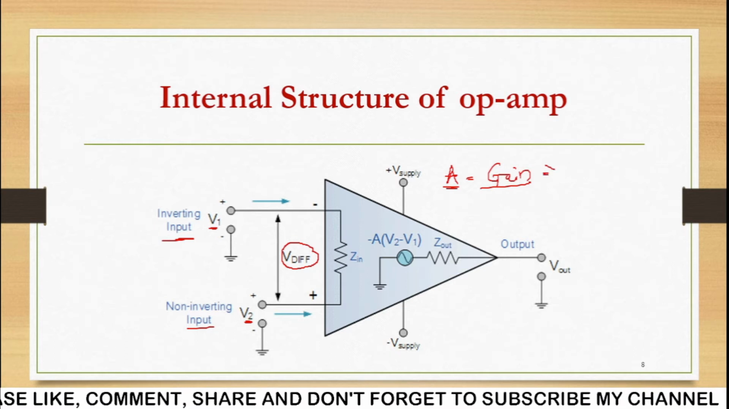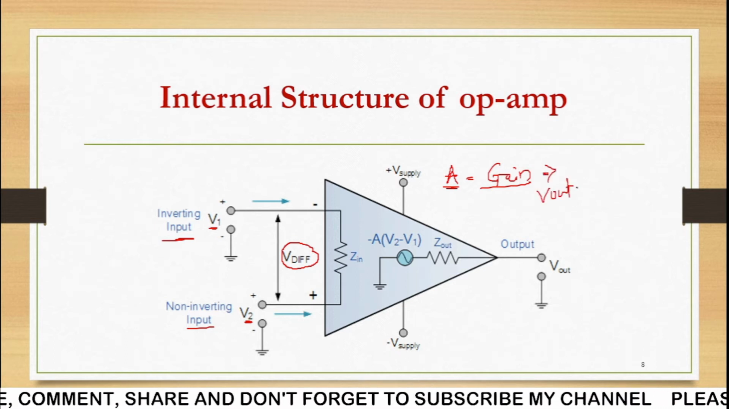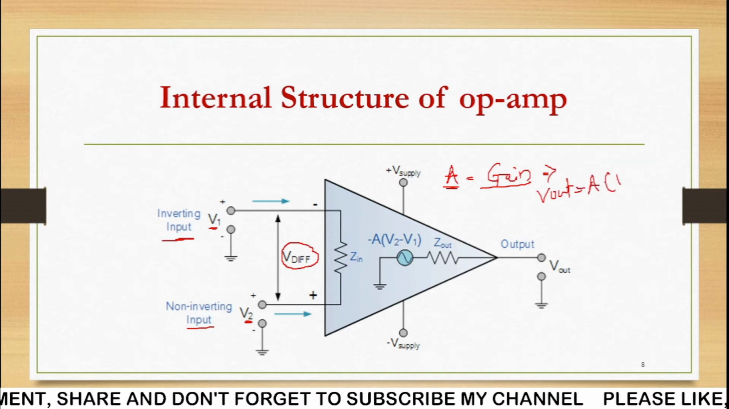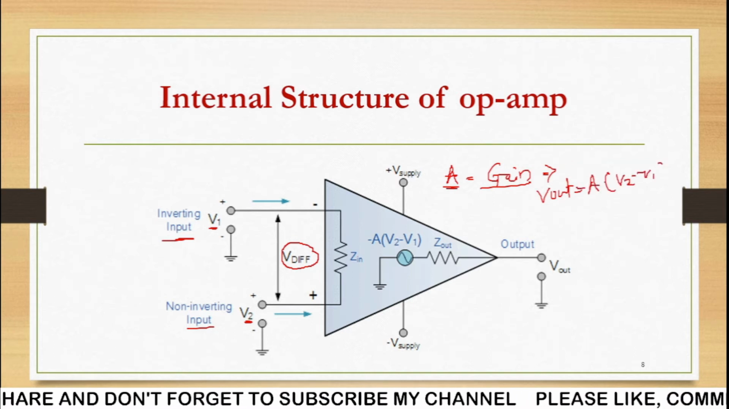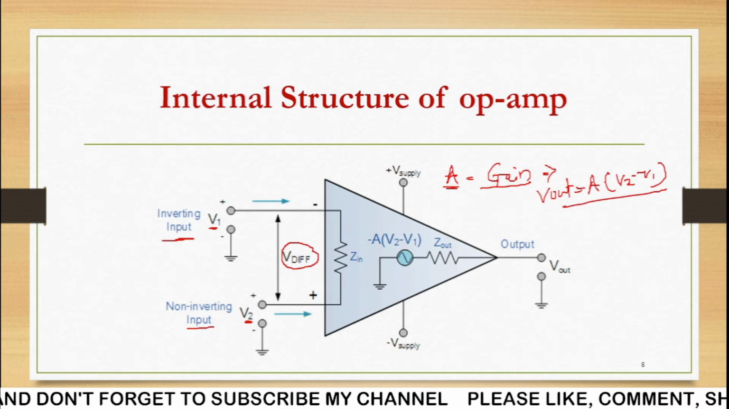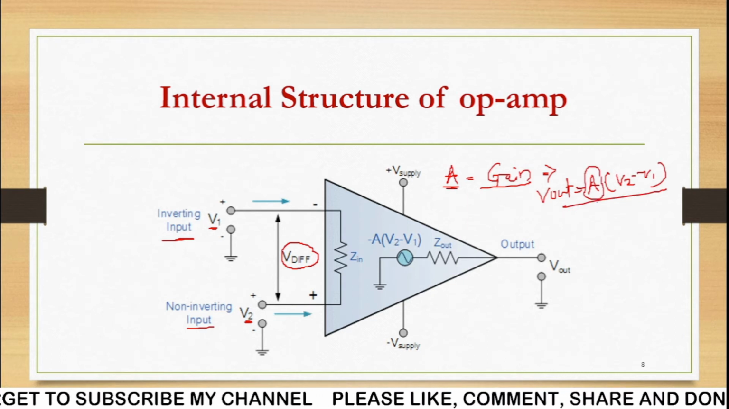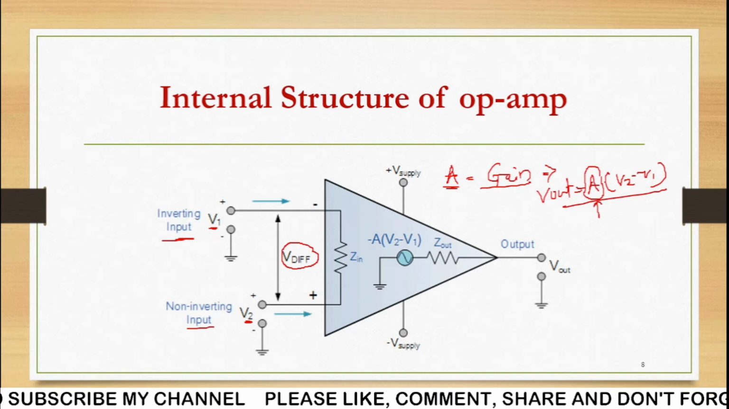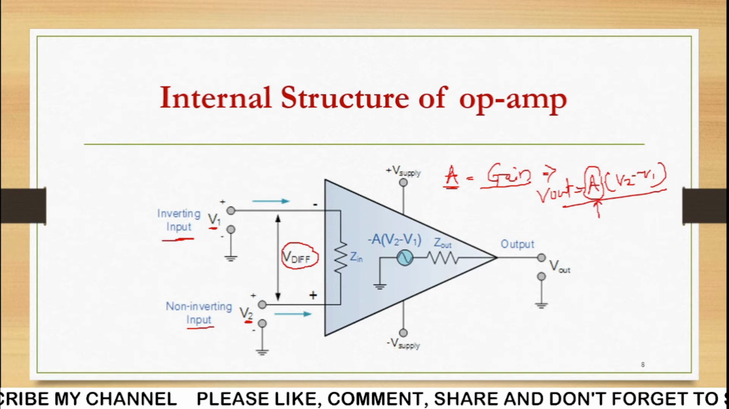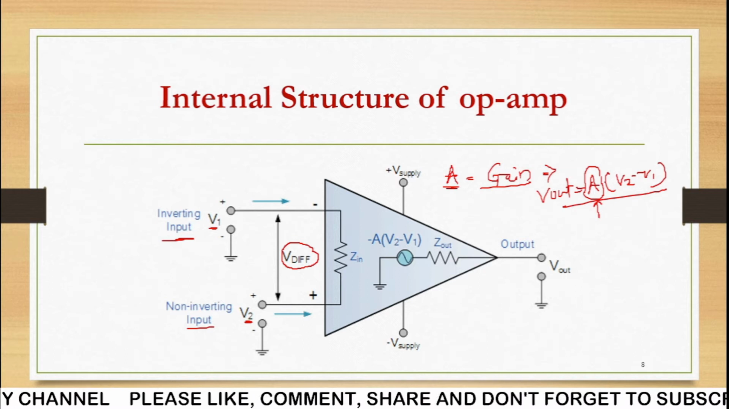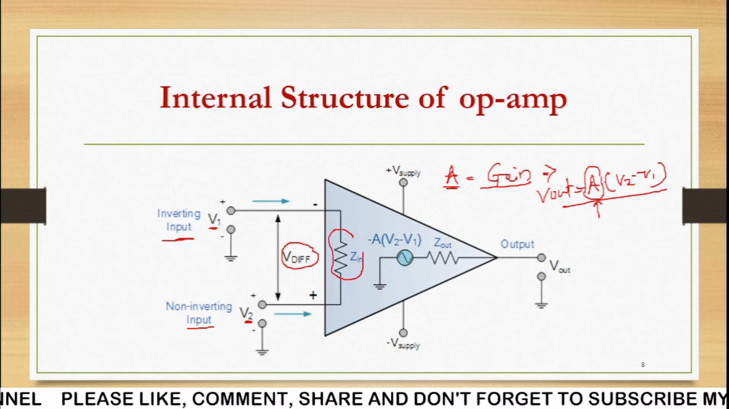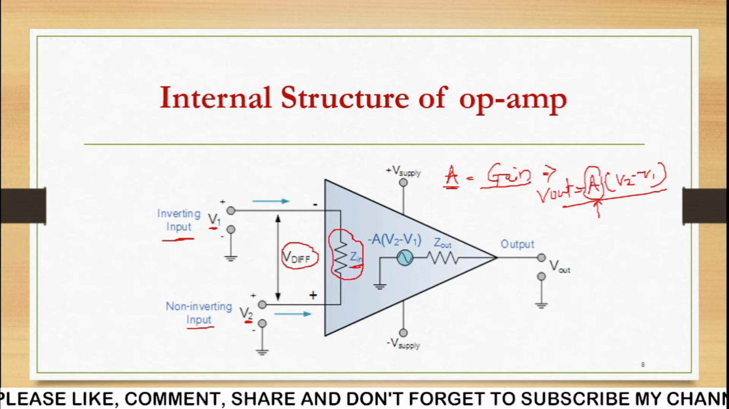The gain has the formula V out equals A into V in, where V in is nothing but V2 minus V1. V2 is the non-inverting input terminal, V1 is the inverting input terminal, and A is considered the gain. That's why the gain is calculated as V out divided by V2 minus V1.